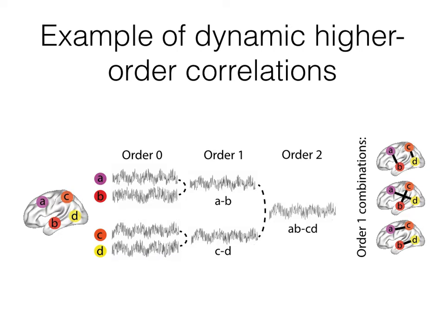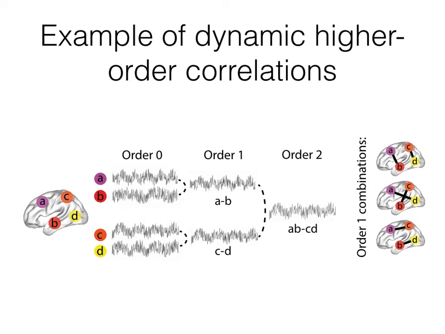And then to the right, I'm showing all the other possible first-order combinations. So if the dynamic correlations between those 2 regions, A and B, are similar to the dynamic correlations between the 2 other regions, C and D, then this would be reflected in the second-order correlations between those pairs. So second-order correlations reflect homologous patterns of first-order correlations.